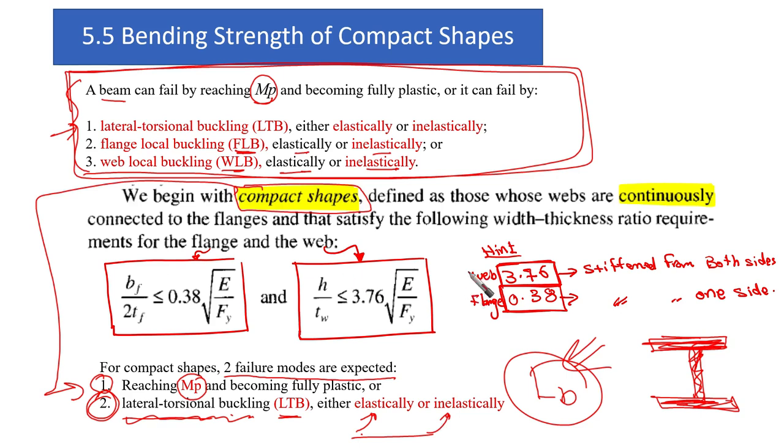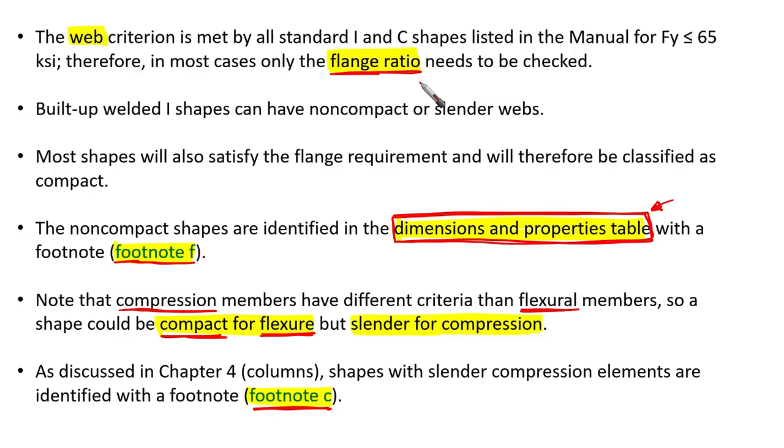Actually, I was talking here about why this is 3.76 and this is 0.38. This is only a written note, so you can refer to it, because I have already explained it in the previous slide. Okay, now let's go. Again, we are under the title of Bending Strength of Compact Shapes.